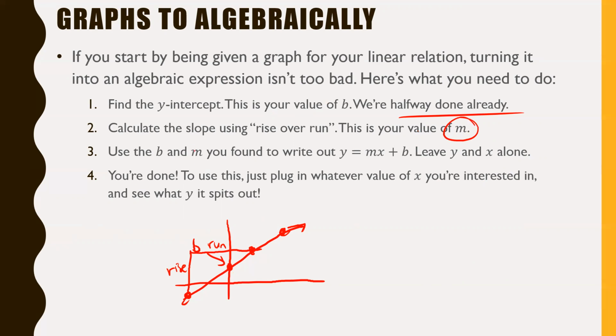Then, now that you have your b and your m, just write out y equals mx plus b. Leave y and x alone. Just leave them in there. They just stay as y and x. And then you're done. That's it. So to use it, just plug in whatever value of x you're interested in and see what y it spits out. That's the whole fun of this. Yay, you're having fun, right? I'm having fun. Here we go.